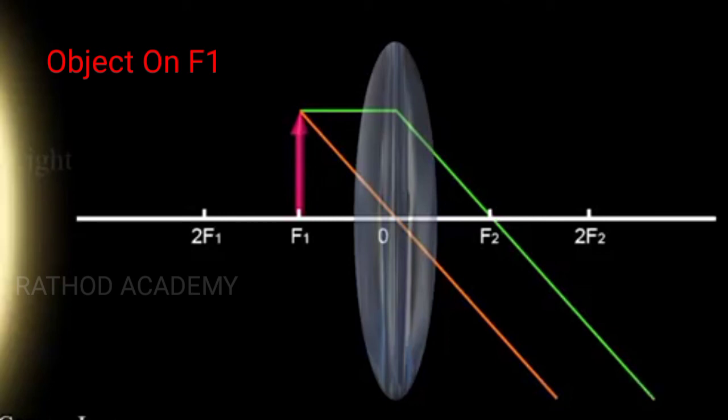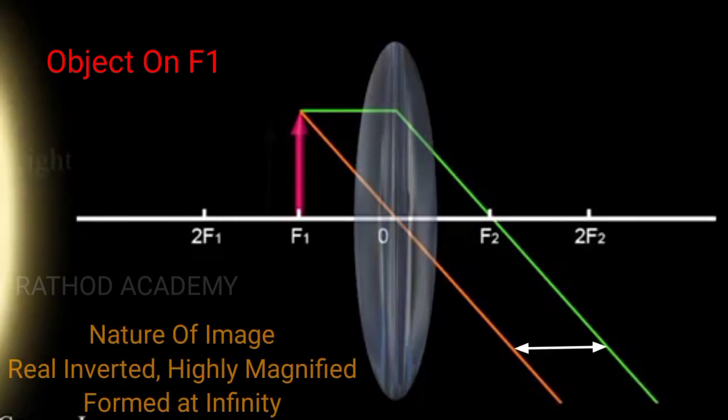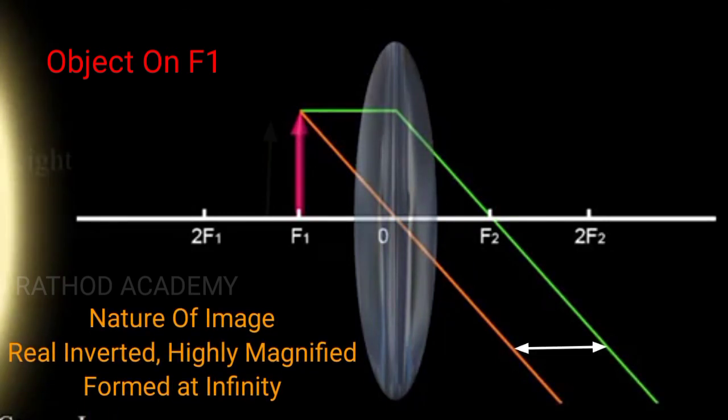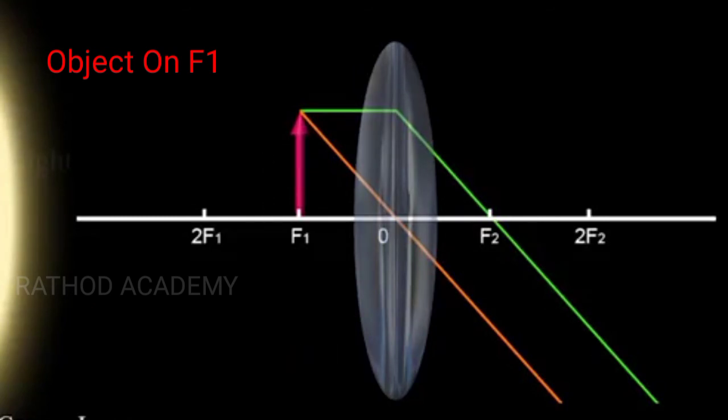When the rays are parallel to each other, they don't meet anywhere. So how will the image form? The image will form at infinity. That image will be highly magnified, and we can say real and inverted. So this will be the case.